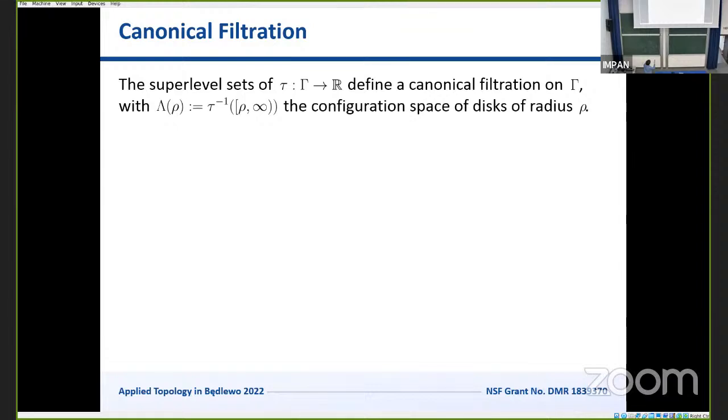And what I'm going to do is define my configuration space of hard disks of radius rho as the superlevel sets of this function, right? Because I could put in disks of radius rho or bigger ones. And so that seems like that's just fine if my disks are only of radius rho. I definitely don't have configurations where the disks would overlap. So this is how we define our configuration space of hard disks.